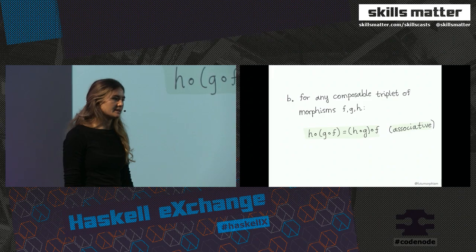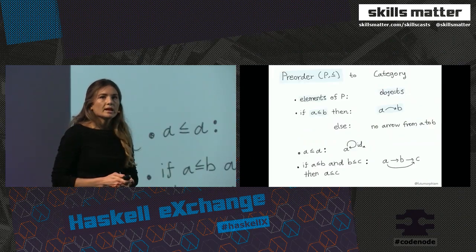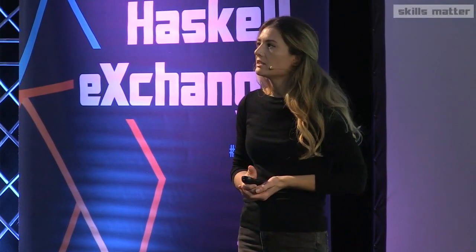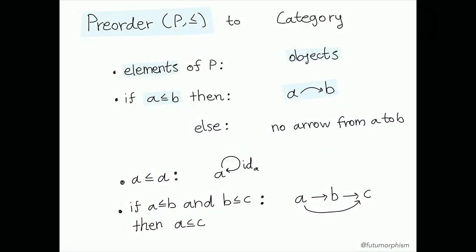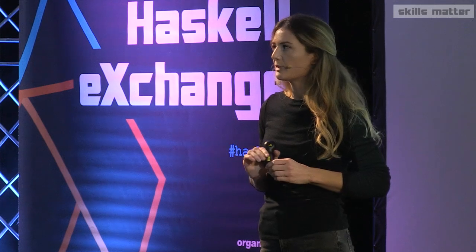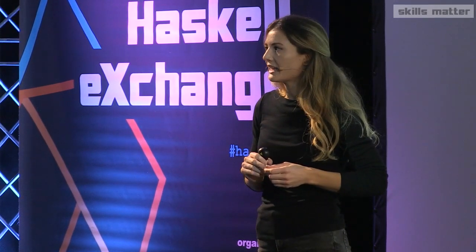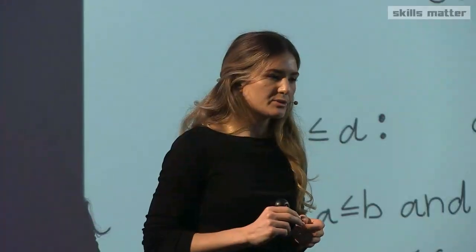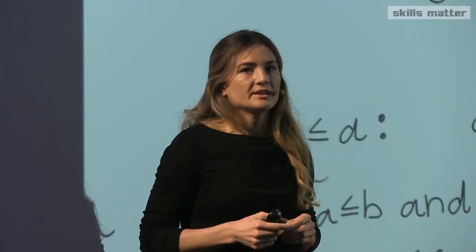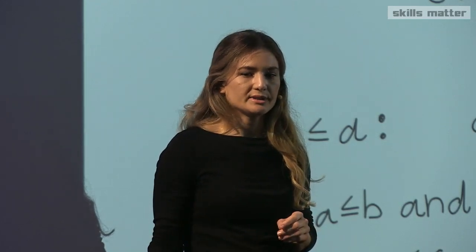So what are some examples of categories? Well, every preorder is a category. From every preorder, you can get a category by doing the following. The elements of the preorder become the objects of the category. And what about the morphisms? Well, if A is less than or equal to B, then there is one morphism from A to B. Otherwise, there is no morphism from A to B. And the fact that the less than or equal relation is reflexive means that every object has an identity morphism. And the fact that it is transitive means that all the composites exist.